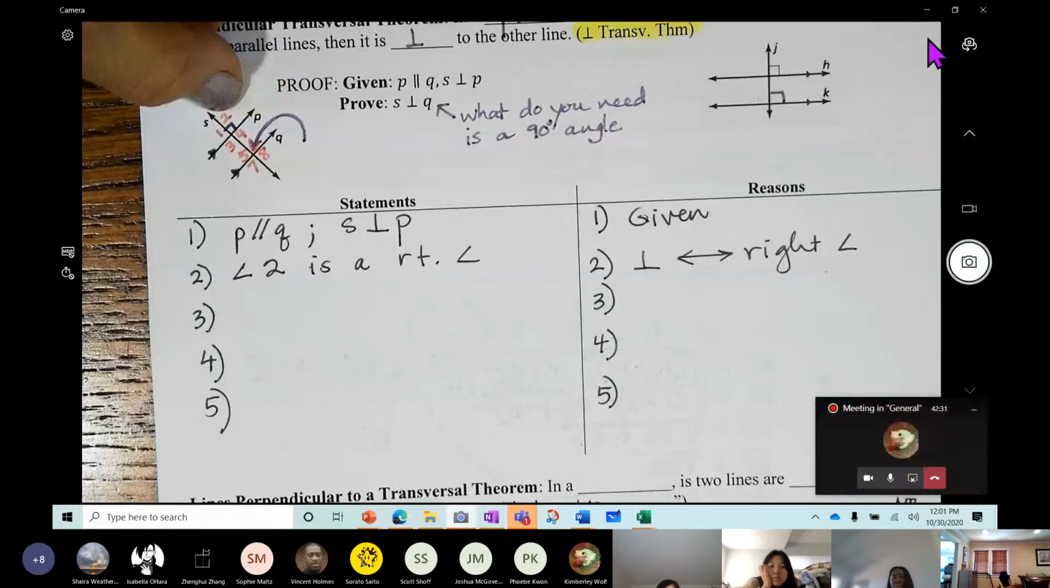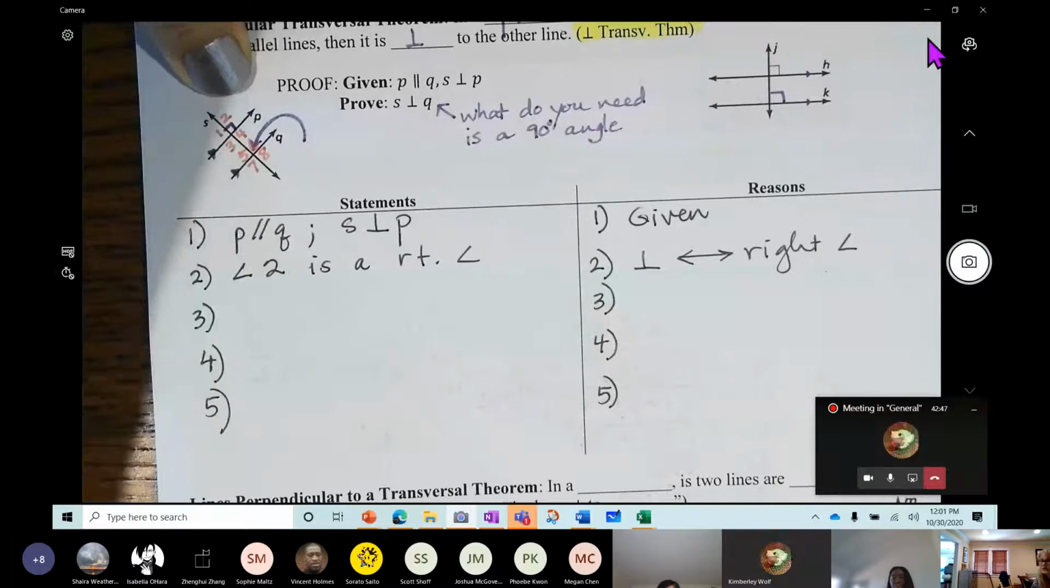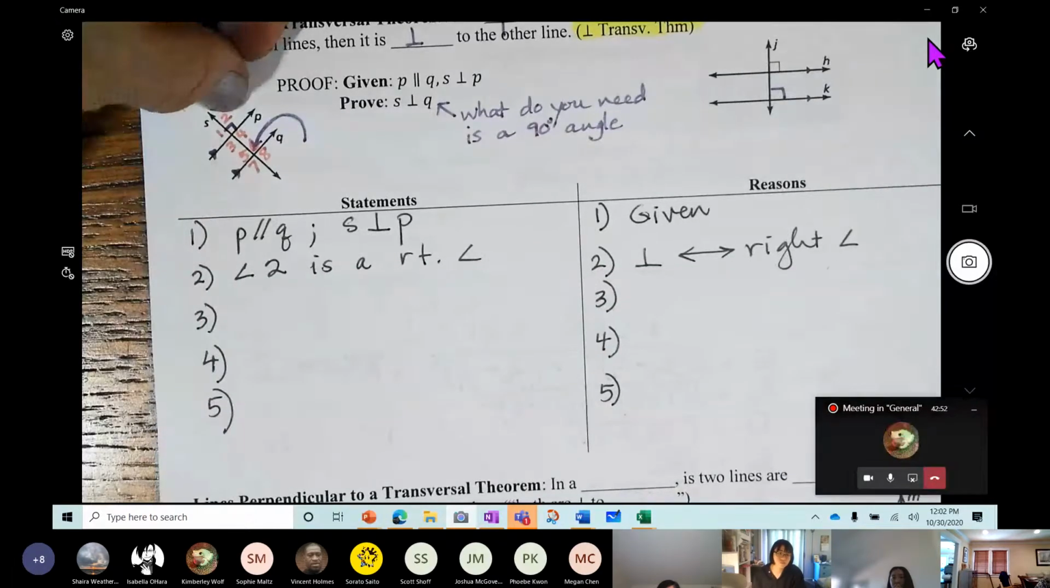I have parallel lines. Can I now get congruent angles? All right, I have the same people volunteering, but I feel like I want to ask somebody else. What's one of our parallel line theorems that has to do with 2 that will give me another angle that is congruent?